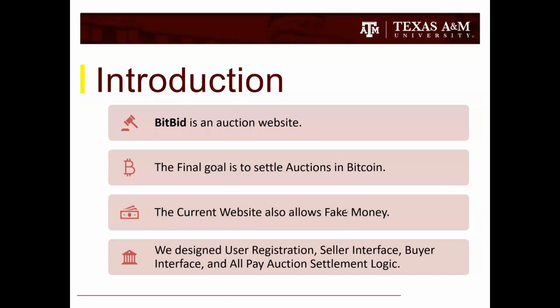Bitbid is a website that facilitates auctions on various items using Bitcoin. For the purpose of development, we also allow virtual money transactions. The key features we developed in the project are user registration, individual views for sellers and buyers, and most importantly, the settlement logic. At this time, Bitbid supports an auction settlement system called All Pay Auction. More on that at the end.